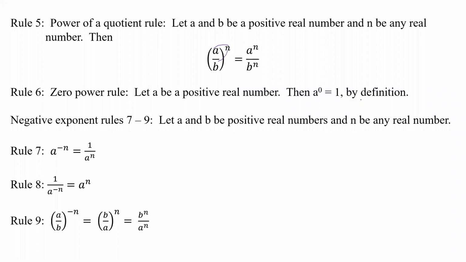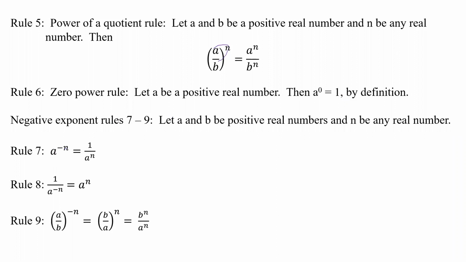Then we've got a few negative exponent rules. So rules 7 through 9 are the negative exponents. If we let a and b be positive real numbers and n be any real number, rule 7 says if we take a to the negative n, again, remember, one of our things was we always want positive exponents, well, that becomes 1 over a to the n. So basically, we're going to take it to the denominator, and then make it a positive value.